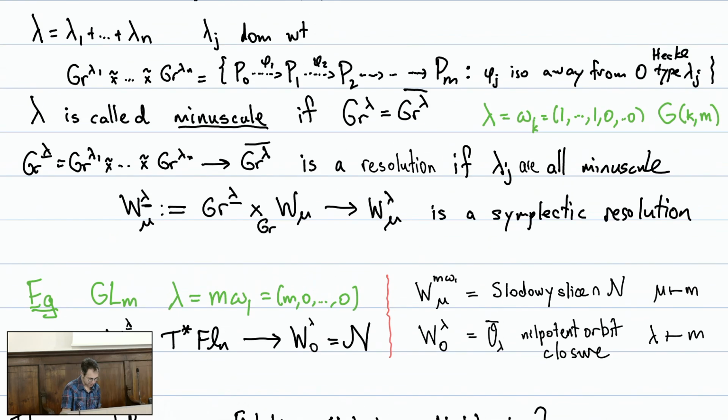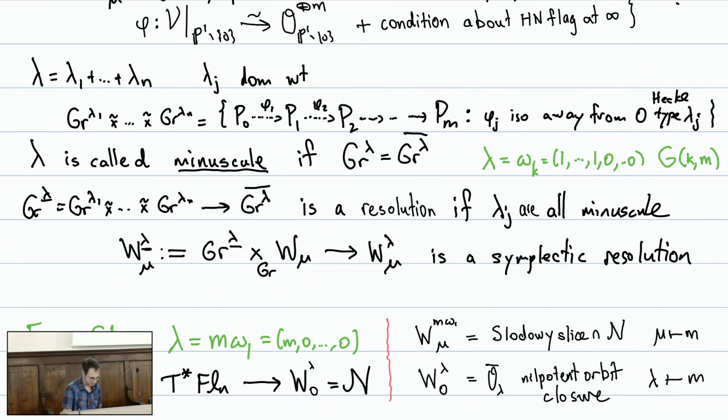Okay, I put up a few examples here. So maybe the first and most basic example is if we take the group to be GL_m, and we take m times the first fundamental weight, so the same m, it wasn't a typo. In this case, the affine variety will be the nilpotent cone of sl_m, and this resolution will be the usual resolution, the cotangent bundle of the flag variety.